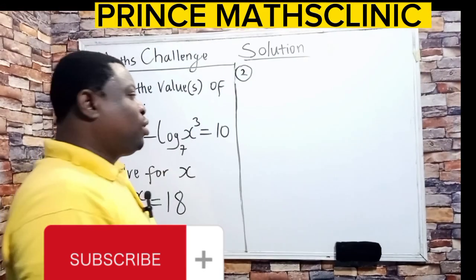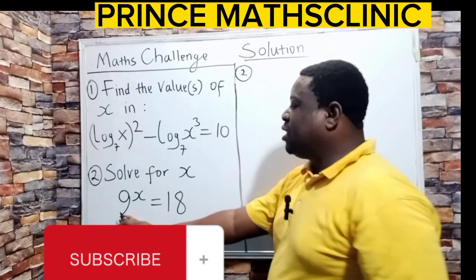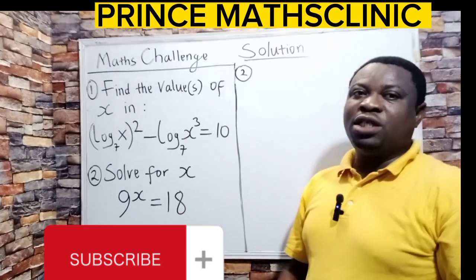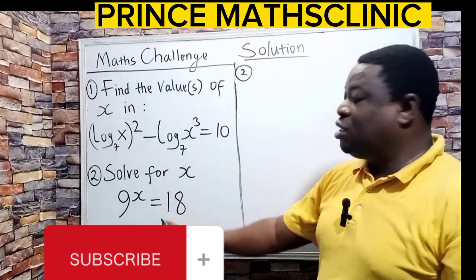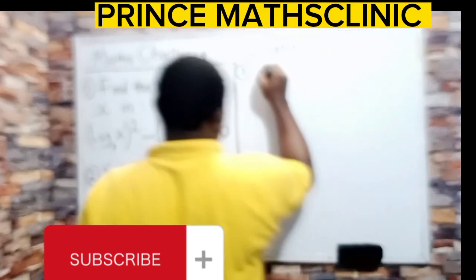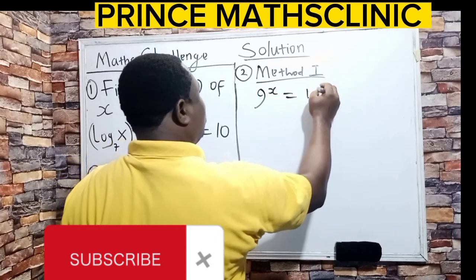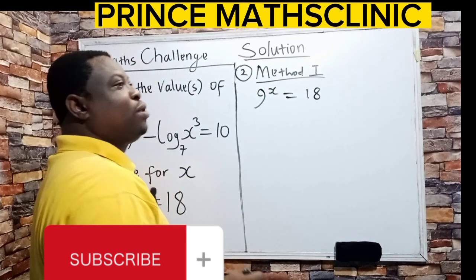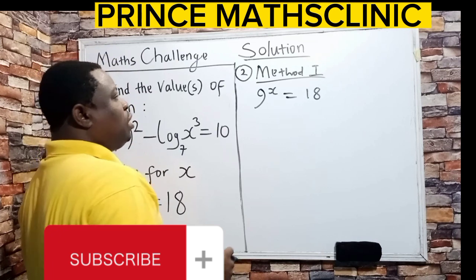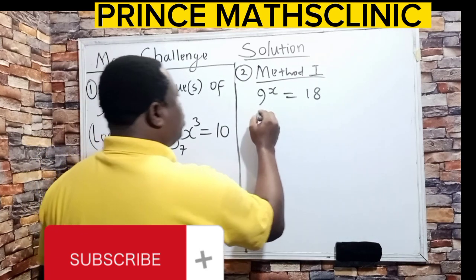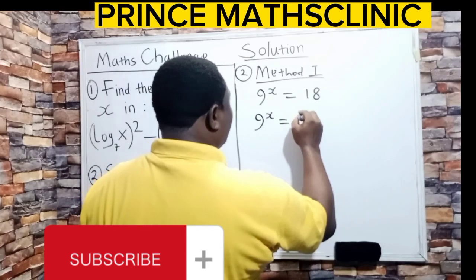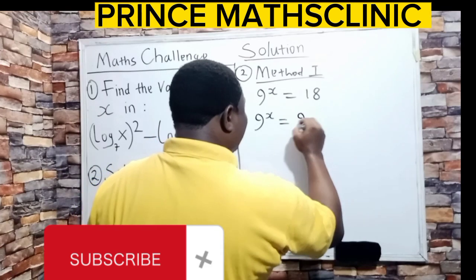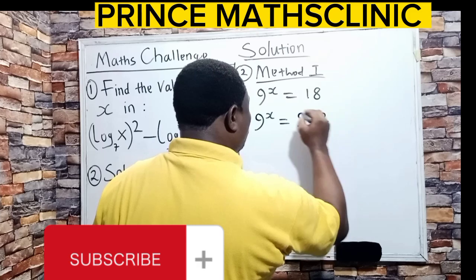In the second question, we have that 9 to the power of x is equal to 18. And I'm going to be providing two methods to solving this as well. 9 to the power of x is equal to 18. So the first thing to do is to what? Is to say 9 to the power of x is equal to 9 times 2.